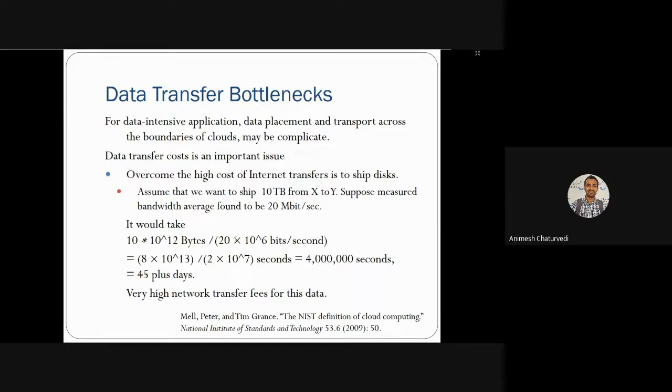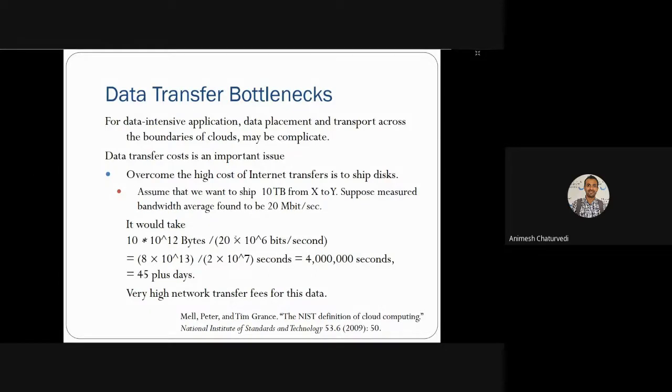So this numerical will explain you why. Suppose you want to transfer only 10 terabytes of data from X to Y. We are not talking about thousands of terabytes, just 10 terabytes from X to Y. Suppose a measured average bandwidth is 20 megabits per second. You will think that this average bandwidth is low, but it is a case when you have to transfer it from one city to another city. Suppose from Hyderabad to Bangalore, you have to transfer. Then you'll get only 20 megabits per second, such speed.